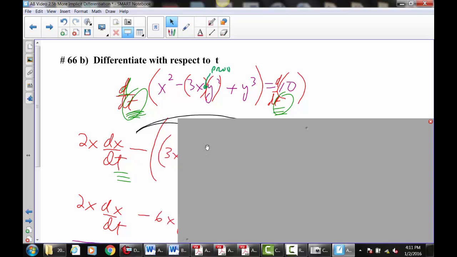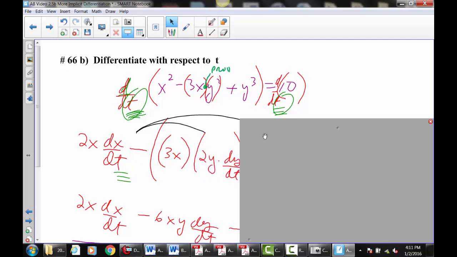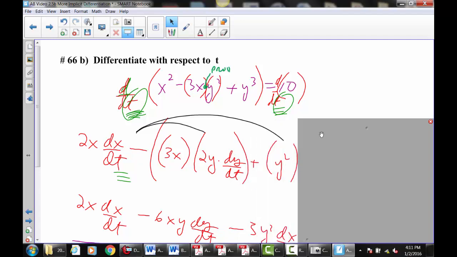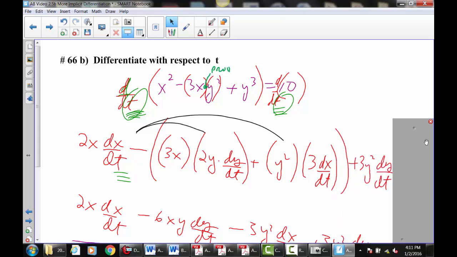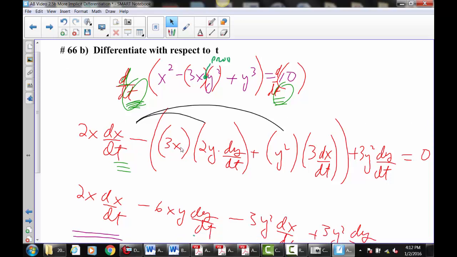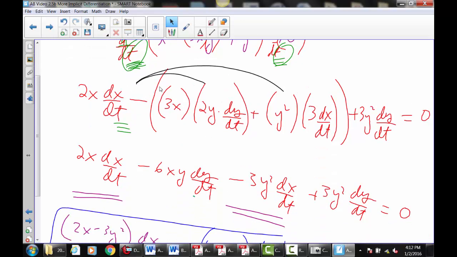First factor, which is 3x, times the derivative of the second factor, which will be 2 times y to the 1 times dy/dt, plus second factor, which is y squared, times the derivative of the first factor, which is 3 dx/dt, plus the derivative of y cubed, which is 3y squared dy/dt, and then the derivative with respect to t of 10 is 0. So get rid of the inner parentheses, distribute the negative.